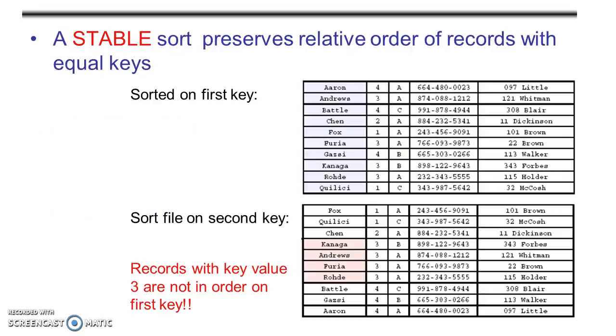Now, let us look at stability. What is stability? A stable sort preserves the relative order of records with equal keys. We've given a small example of a file sorted on the first key and then sorted on the second key. So the records with key value 3 are not in order on the first key. Please go through the example.